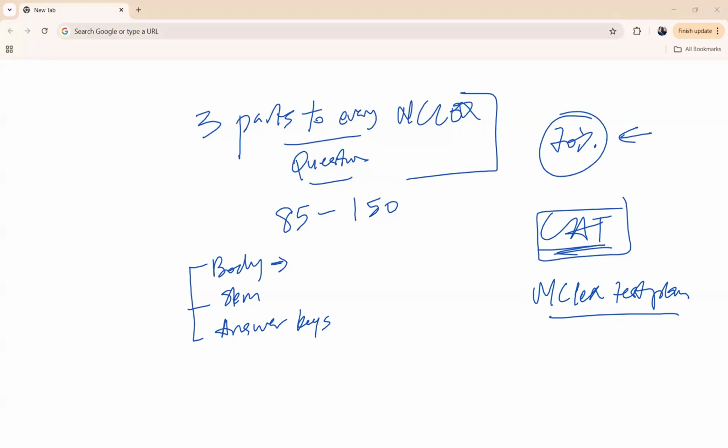Now, the body of the question. A lot of students, when they see their question, say they don't know what the NCLEX is asking. Anytime a student says something like that, I already know the problem, because you cannot go on the NCLEX exam and tell me you don't know what the NCLEX is asking. If you understand the 3 parts to every NCLEX question, and you understand how to break down the question, you should know that the body of the question includes the content.